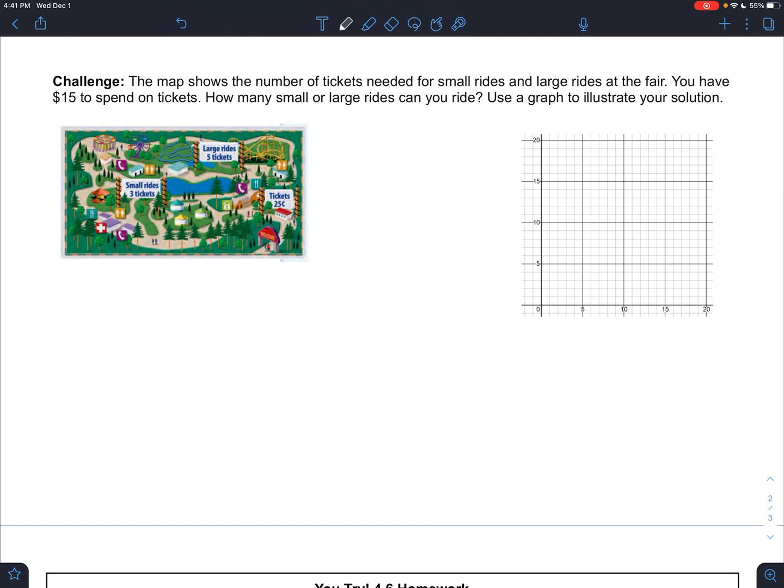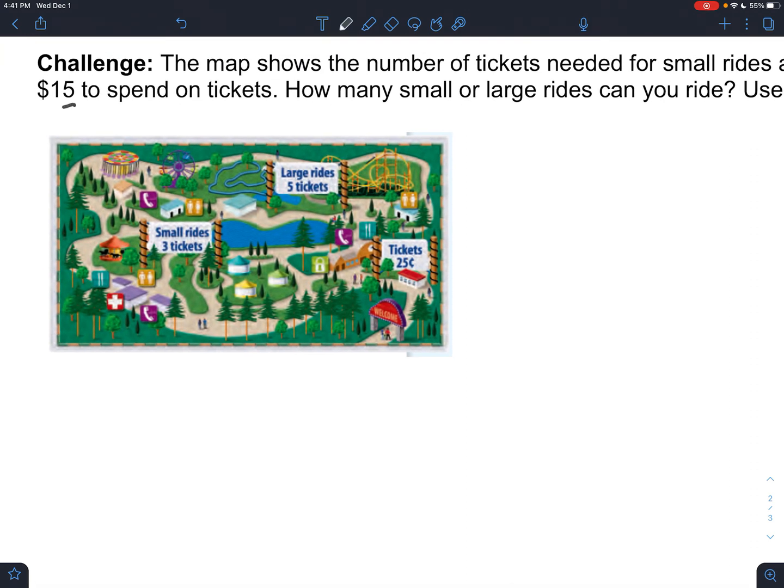Anyhow. So a little bit of a challenge problem to wrap us up here. Let's say you're going to this amusement park and it's got small rides and large rides and they cost a different amount of tickets and you only have $15. The question is, how many small and large rides can you ride? And that's a very open question, and we'll see why in a second. But so let's imagine we're going to this amusement park and we have $15. I'm going to cash all of that out for tickets so I can go ride these rides, right?